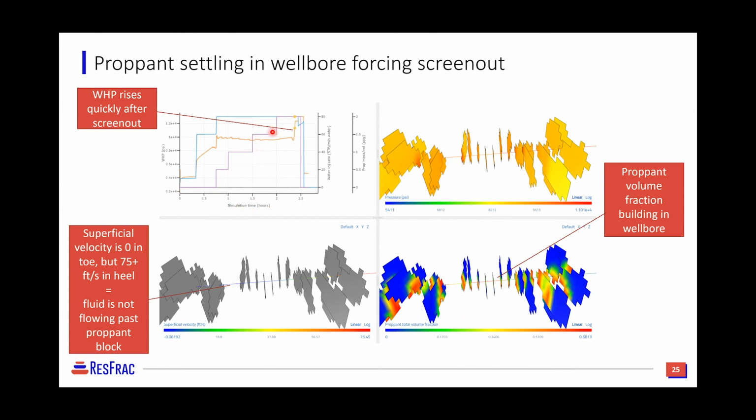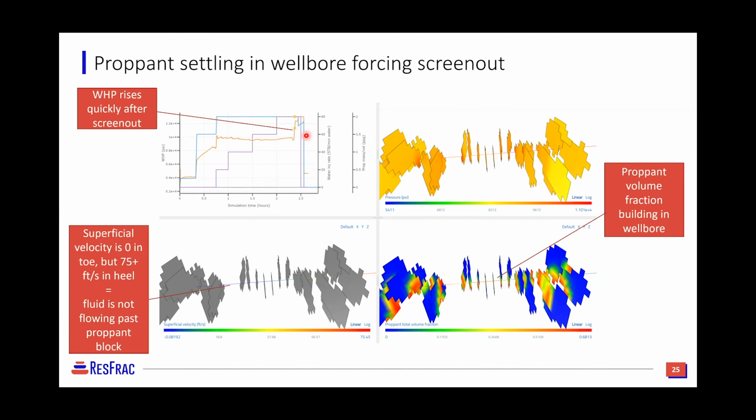In purple here, we have the proppant ramps. In blue, we have the injection rate. And then in orange, we have the wellhead pressure. And so you see that this job is progressing as expected until about this 2.25 hour mark. And then wellhead pressure starts escalating very quickly.